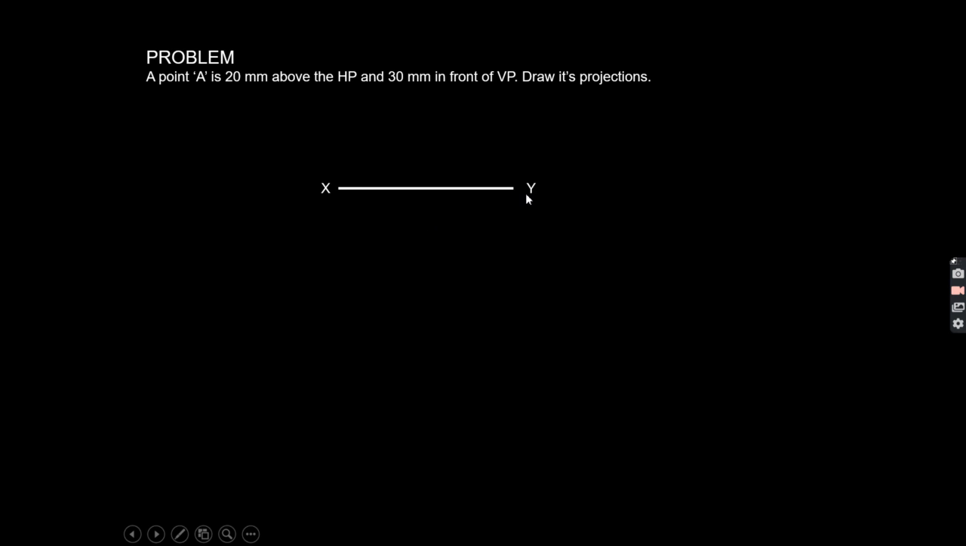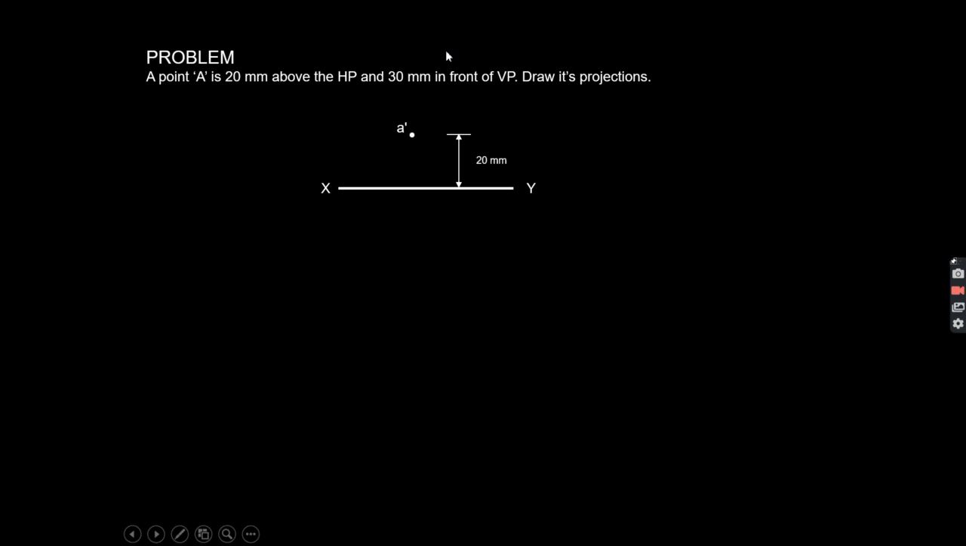Okay, so when you draw the projection of this point, first you will draw the line XY. This is your reference line with the help of HB pencil. After that, if your point is 20 mm above the HP, okay, so this distance you can see when you are doing the front view of this point. So like this, if it is 20 mm, this will be your projection of a point A, front view of a projection of a point A, and I will indicate it like A dash because it is the front view.